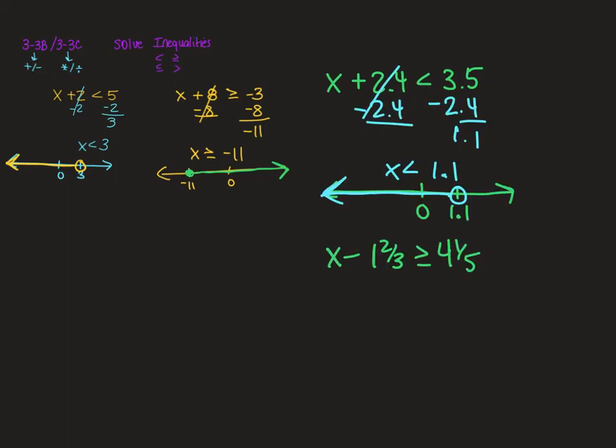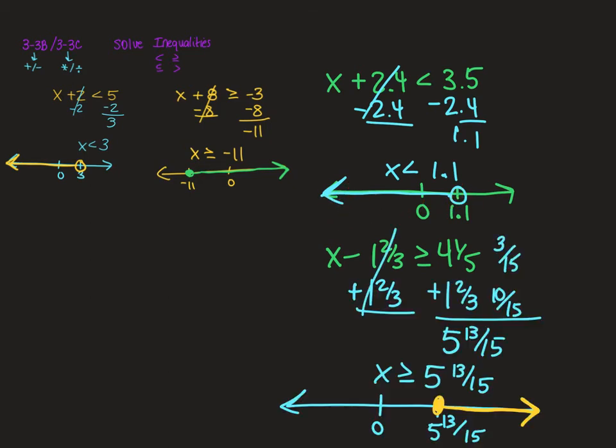I've worked out the first one. I got x is less than 1.1, open dot, color left. And for the second one, I got x is greater than or equal to 5 and 13/15. So I did a closed dot and I colored right, because x's greater than is to the right.